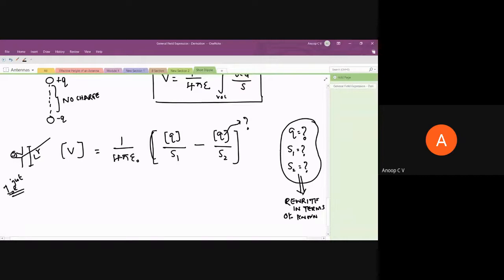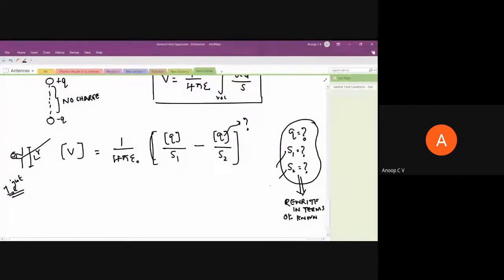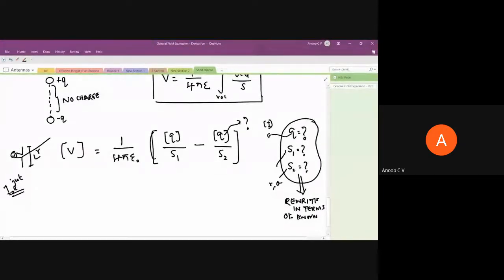So, for instance, S1 and S2 I should write in terms of actually what? R and theta, and Q I should write in terms of retardant current. That's what I have to do. So first we'll write how this Q can be written. So we know this Q is equal to, I told, integral 0 to t I dt. I have to integrate.